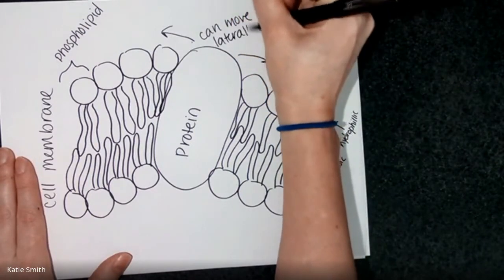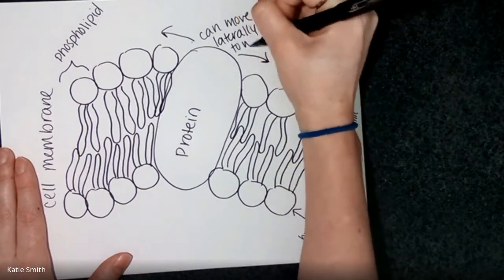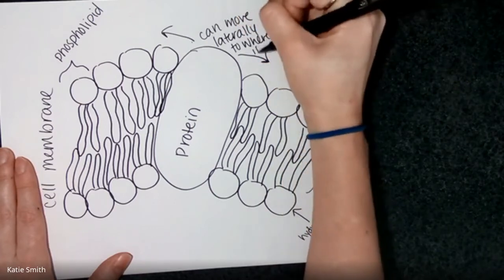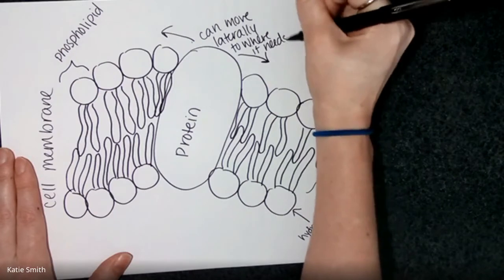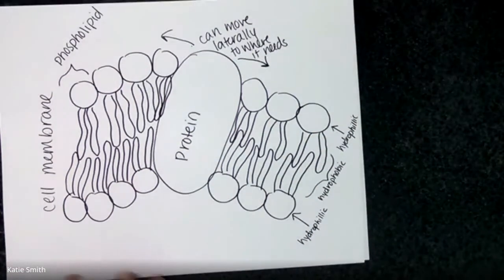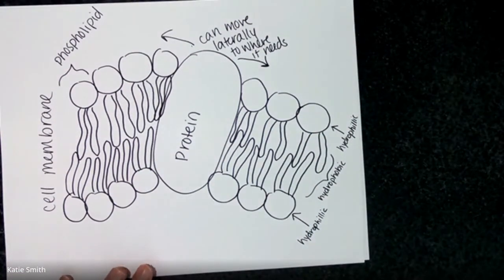laterally to where it needs. So let's say there's a portion of the cell that is trying to send a protein out to skin cells to add collagen to the skin cells to repair some damage. And that collagen is produced inside of the cell. That protein is spit out by your ribosomes. Well, that protein needs to get out of the cell.